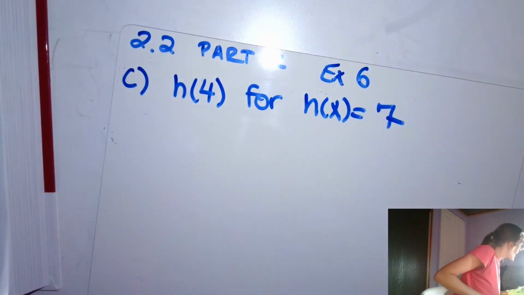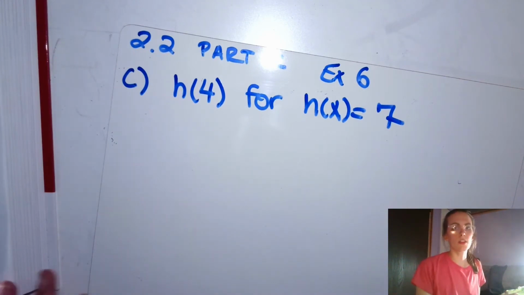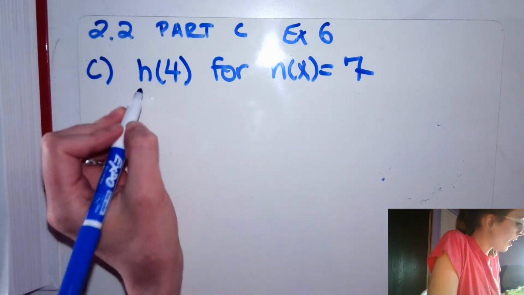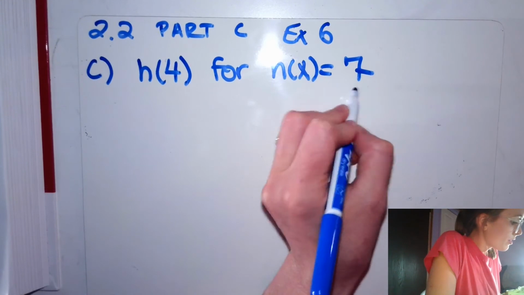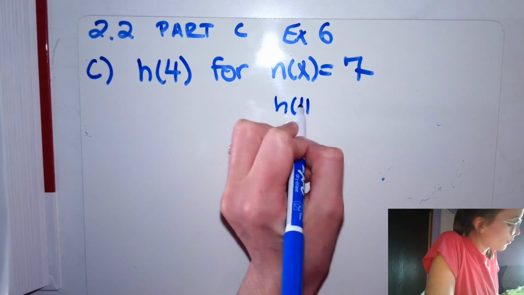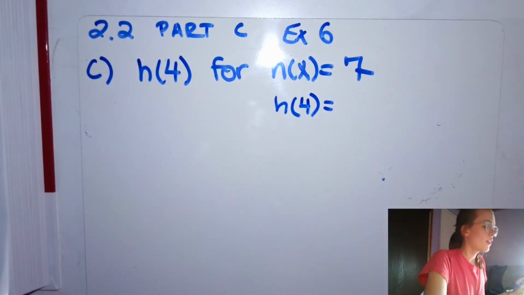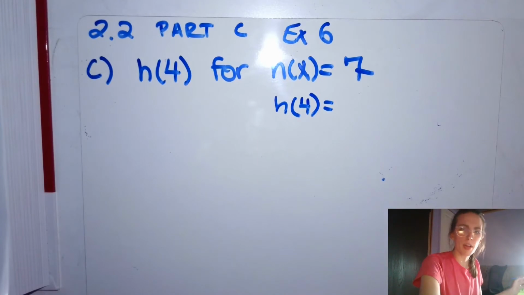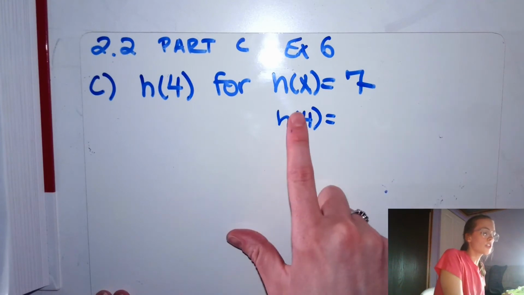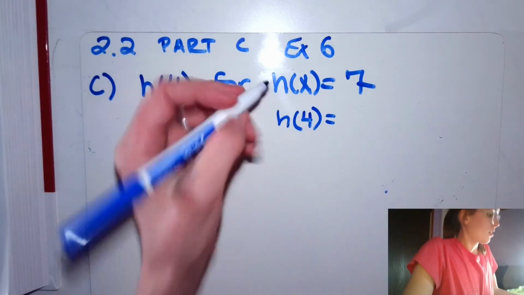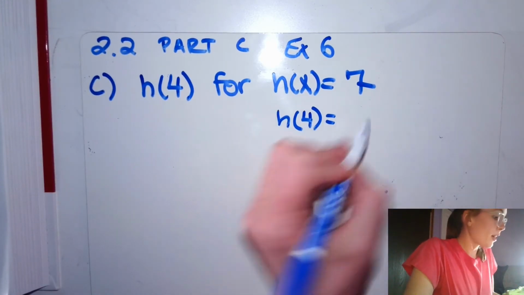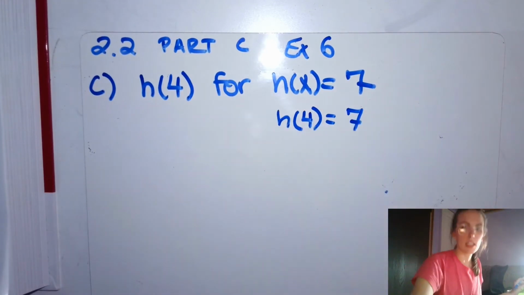We're looking at h of 4 when h of x equals 7. So this is the input and this is the output. We've got h of 4 equals, and notice this is a little bit strange, right? We haven't seen this yet. There's no x here. What that means is that the output for this function is always 7. So we don't have to plug in this 4 anywhere, actually. The answer is just 7.